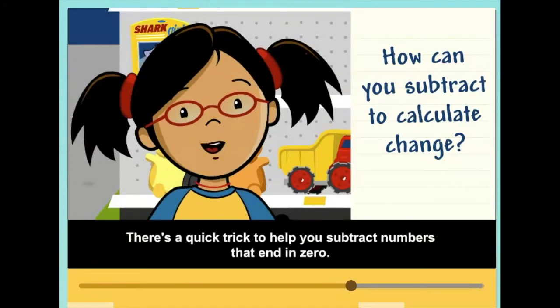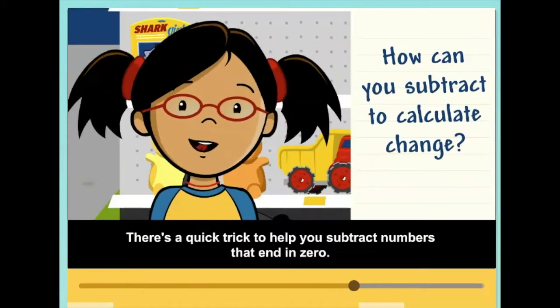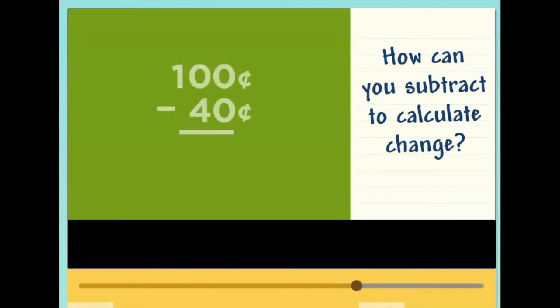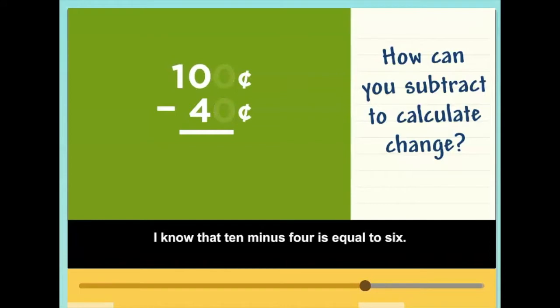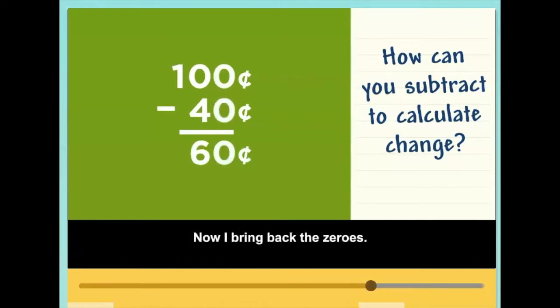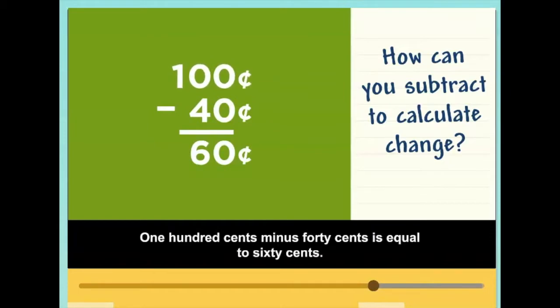There's a quick trick to help you subtract numbers that end in zero. You can hide the zeros in the ones place to help you subtract. I know that 10 minus 4 is equal to 6. Now I bring back the zeros. 100 cents minus 40 cents is equal to 60 cents.